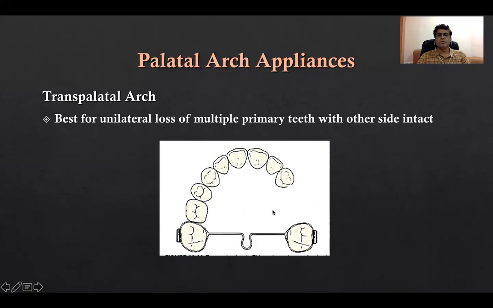It is with the two bands and with a horizontal wire with a U loop, the design for minor tooth movement or adjustment of the teeth if it is required.